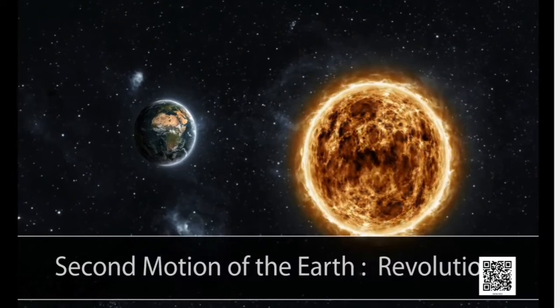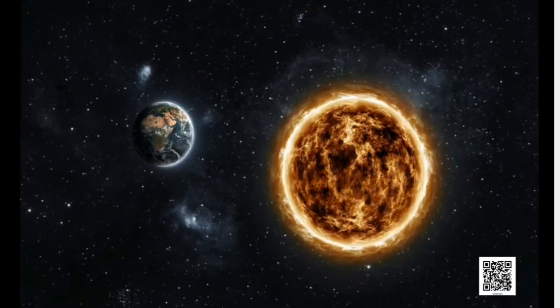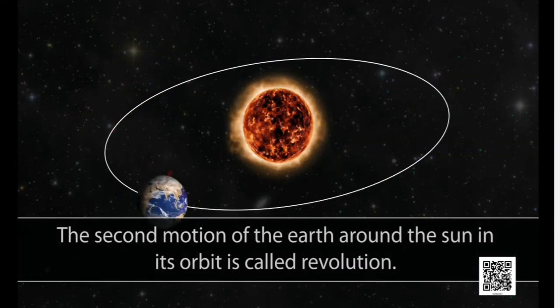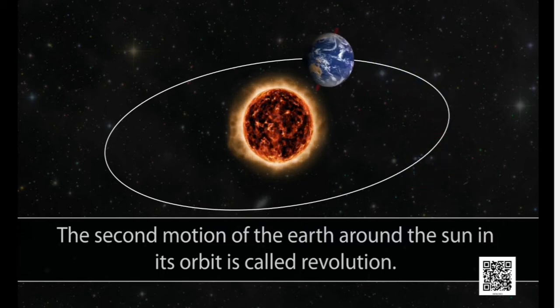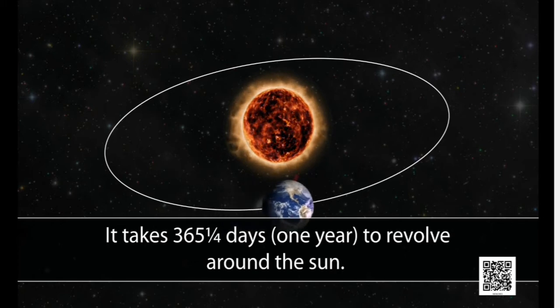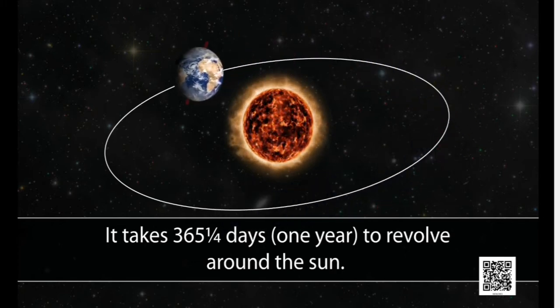Now the second motion of the Earth, revolution. The second motion of the Earth around the Sun in its orbit is called revolution. Students, it takes 365 1/4 days to revolve around the Sun.